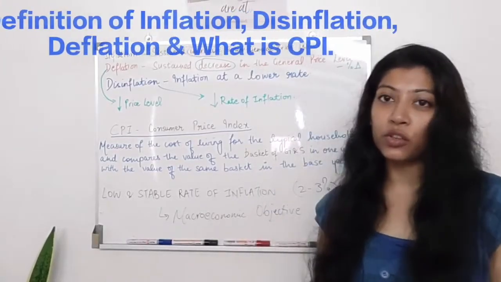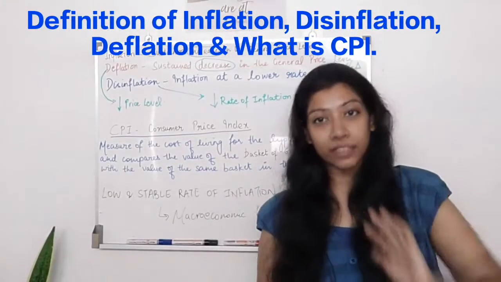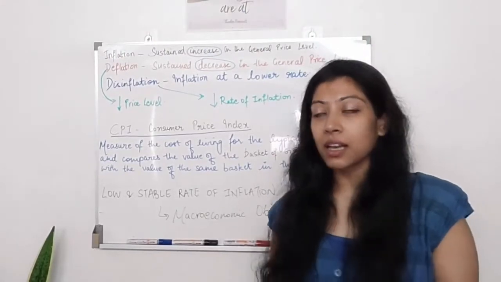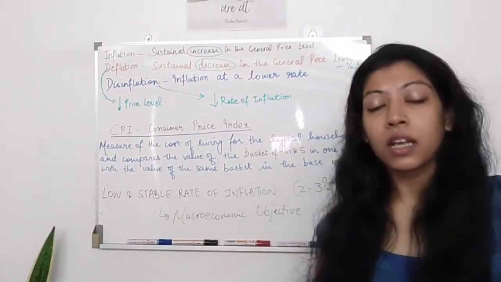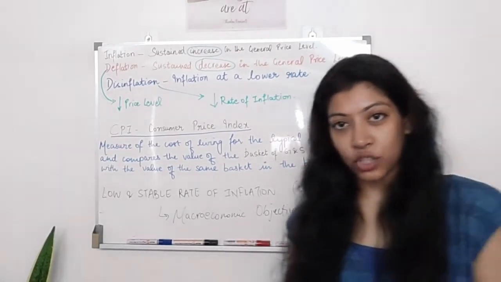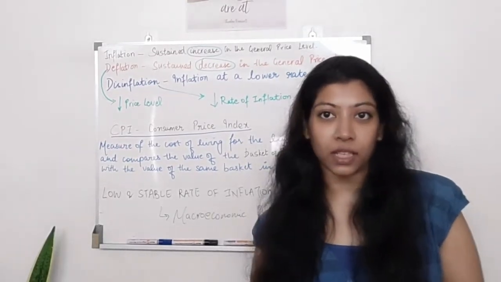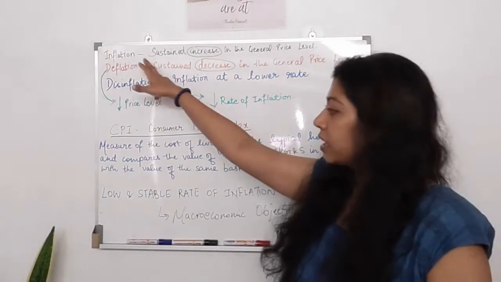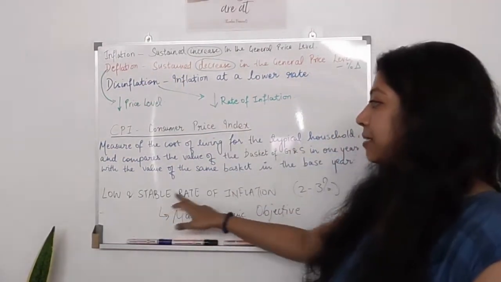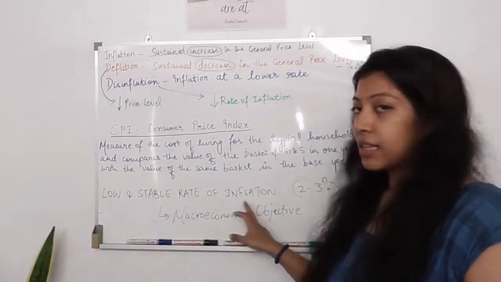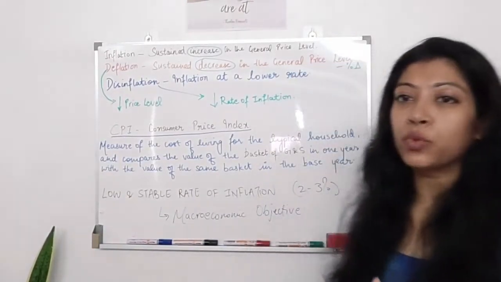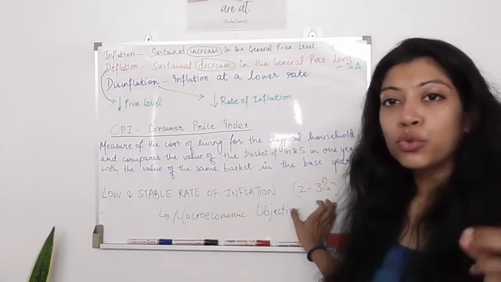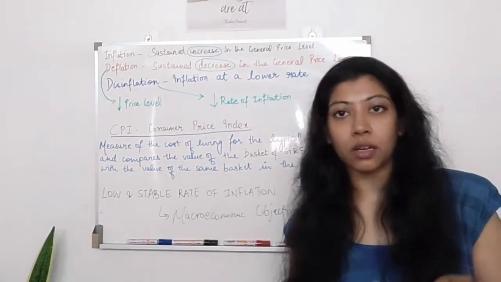So, the macroeconomic objective of inflation. What does it mean? We will look at the definition of inflation and contrast it with deflation and disinflation in this video. So, a low and stable rate of inflation is a macroeconomic objective. Most governments would keep it around 2 to 3%.